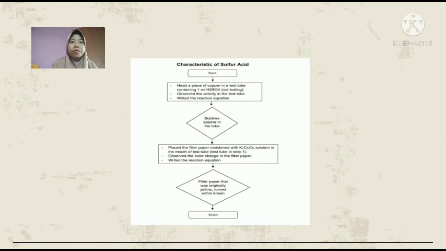Next, place the filter paper moistened with potassium chromate solution in the mouth of the test tube. Next, observe the color change in the filter paper and then write the reaction equation. The general observation is the filter paper that was originally yellow turned brown.